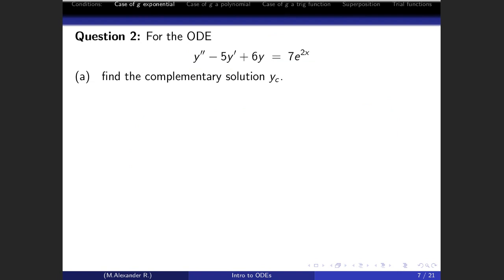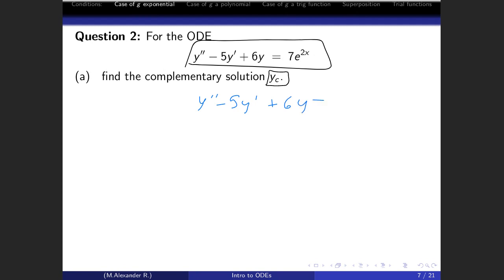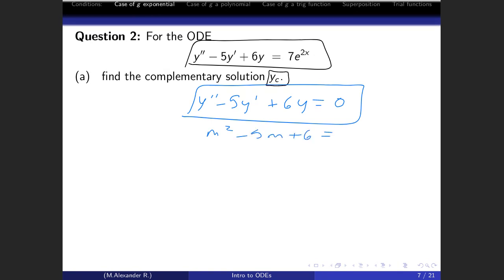So let me go back to the beginning here. Here we want to talk about finding the complementary solution to the given differential equation. So let me put this in blue. That means we have to look at the homogeneous equation, which is the same homogeneous equation that we dealt with before. We got the auxiliary equation m squared minus 5m plus 6 is equal to 0, and we got the two numbers m is equal to 2 and m is equal to 3.